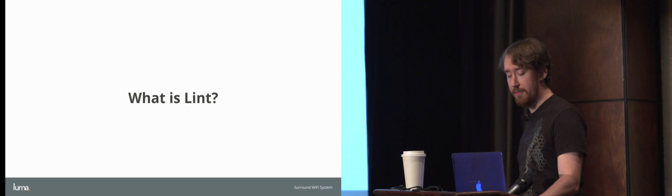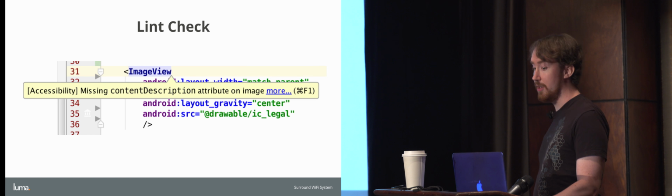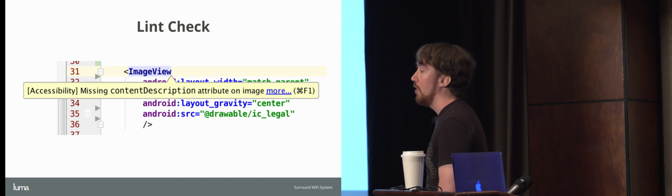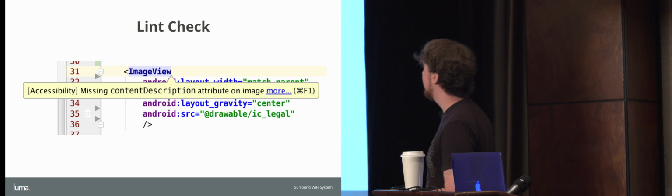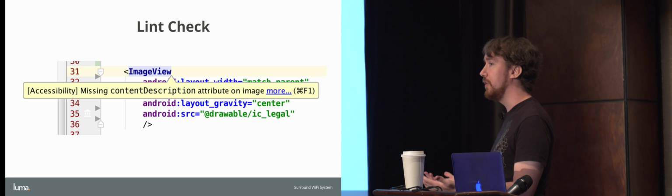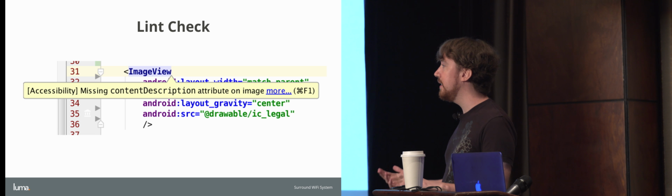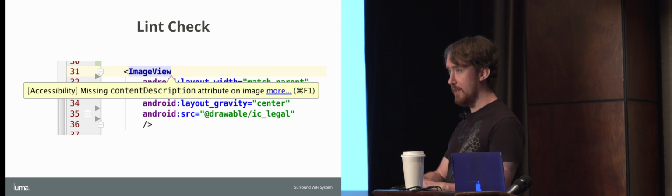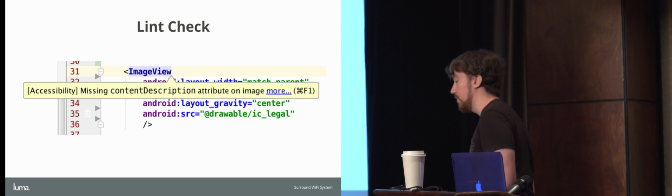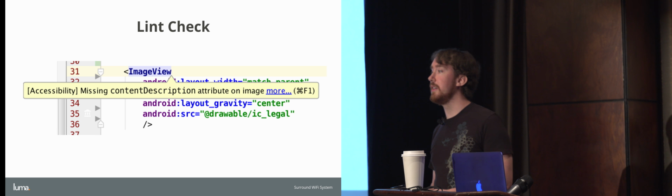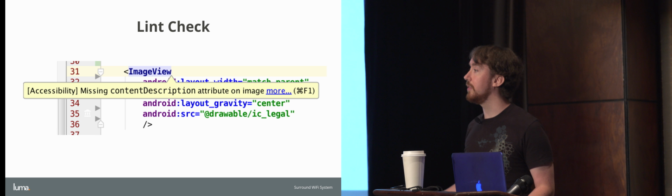Now, a great example, and leading from Kelly's talk, is content descriptions. You're probably familiar with this Lint check. It's saying, hey, you have an image view, or you have an image button, and you didn't give any sort of accessibility description along with it. And as Kelly showed us, accessibility is important. This is one of those details that a lot of developers might otherwise miss or gloss over, or maybe relegated to the back of their backlog.